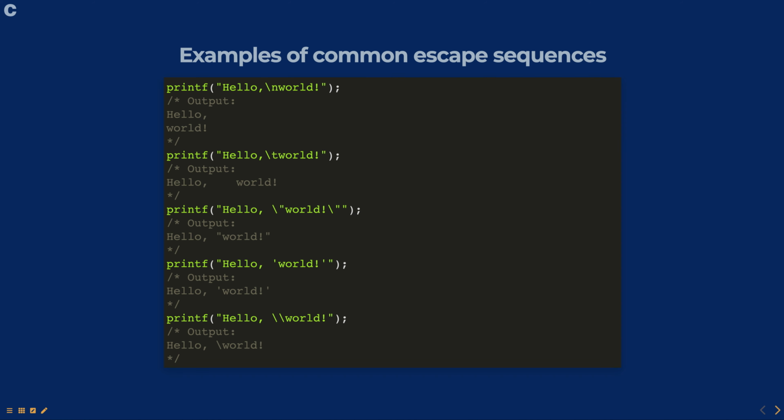\' is the single quote character, used to include a single quote within a string. Two backslashes, \\, are used to include a backslash within a string. Some of the other escape sequences are \r, \b, \a, \f, and \v, etc.